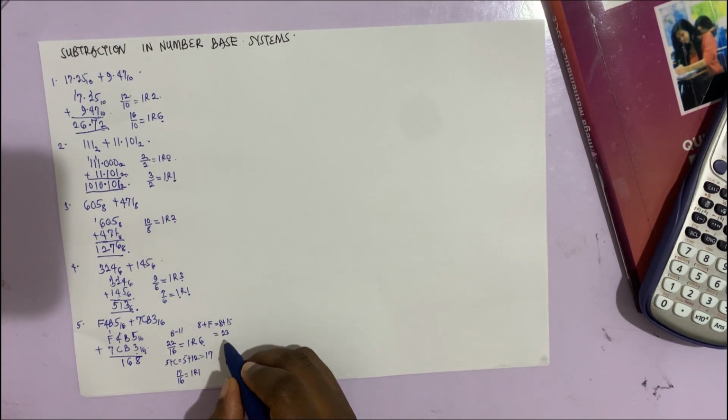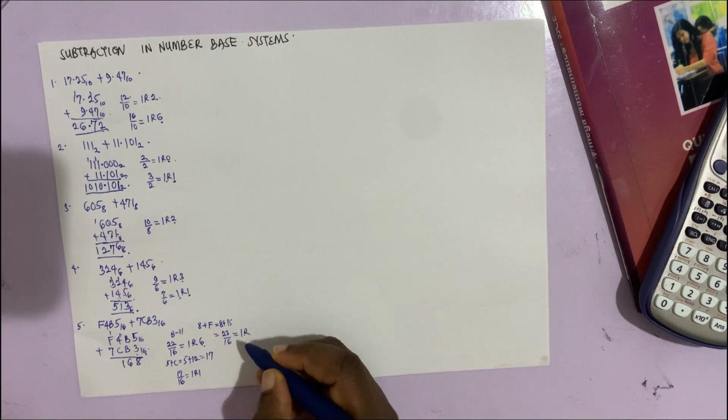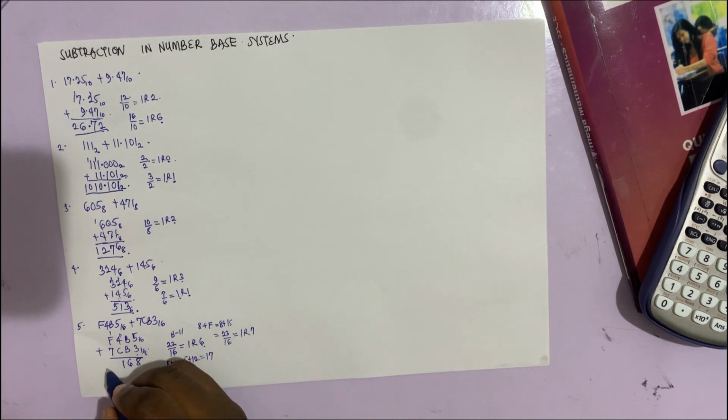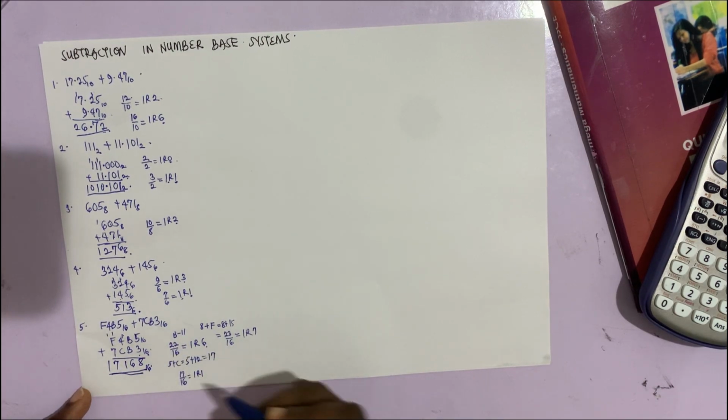23 is greater than 16, so we do 23 divided by 16, and that will give us 1 remainder 7. So we write 7, we carry over the 1. There's no other thing to write the 1. And this will be our final answer for this question.